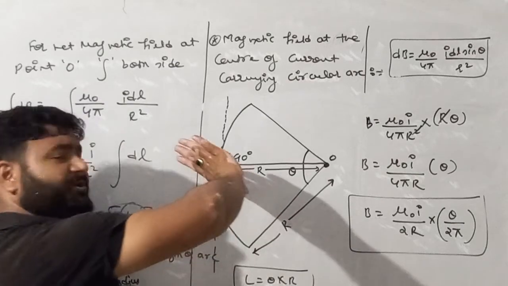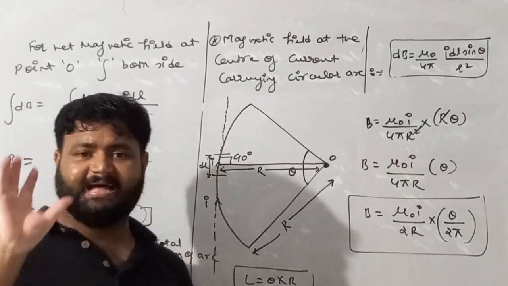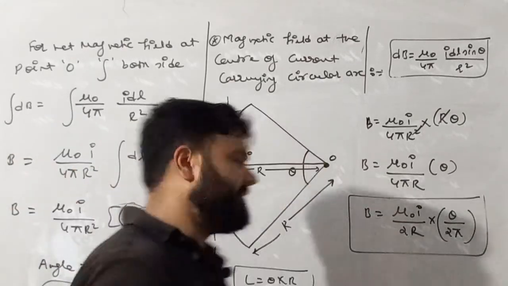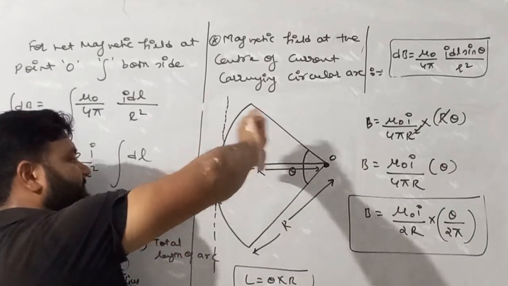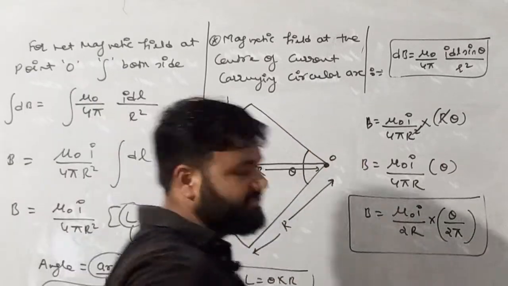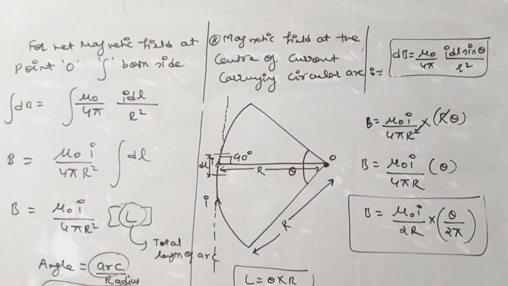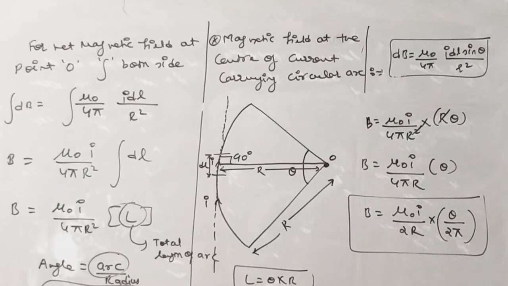So curl your right hand fingers in the direction of current. The thumb gives you the direction of magnetic field. So I am placing my right hand fingers in the direction of current, and the thumb goes inside. So this is the value of magnetic field due to a current carrying circular arc at its center.